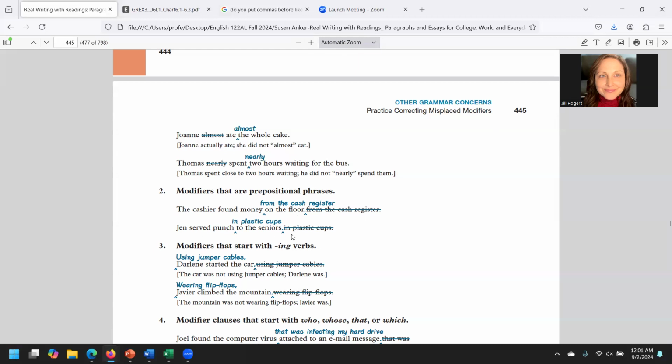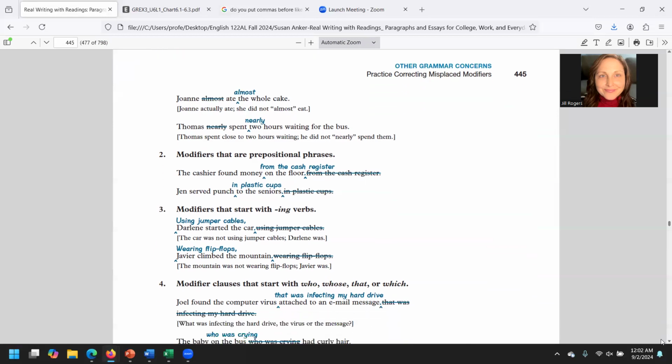The next one is again intentionally funny because it says, "Jen served punch to the seniors in plastic cups." It sounds like the seniors are in plastic cups. So again, it sounds funny and silly and awkward. How did she serve the punch? In plastic cups. So you need to put that right where it belongs.